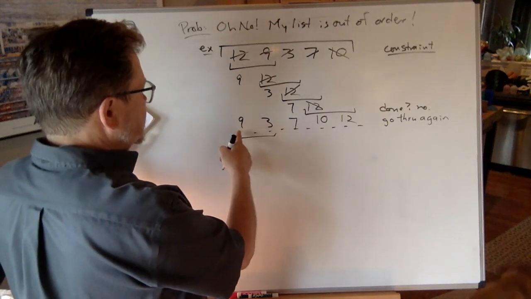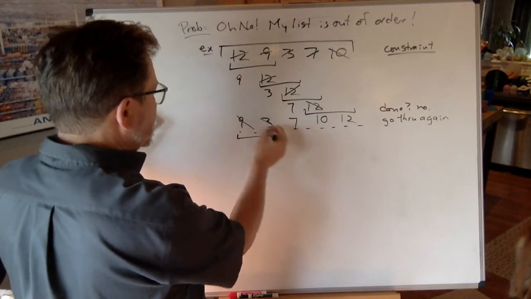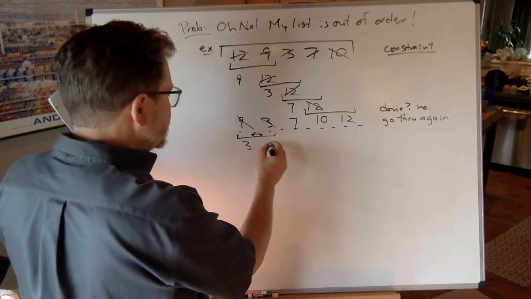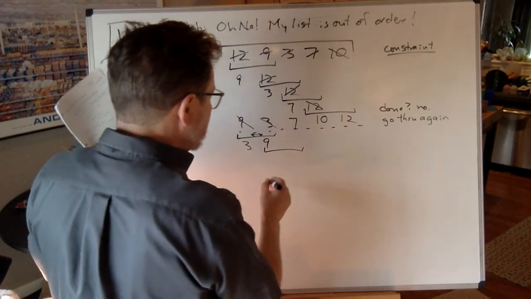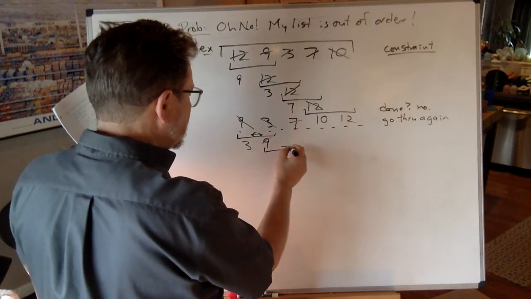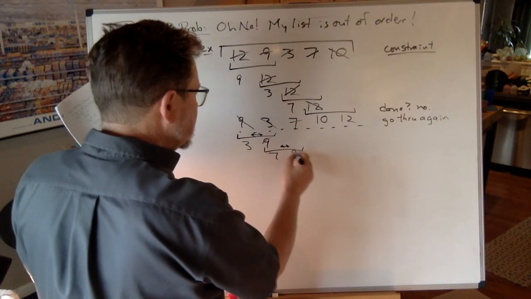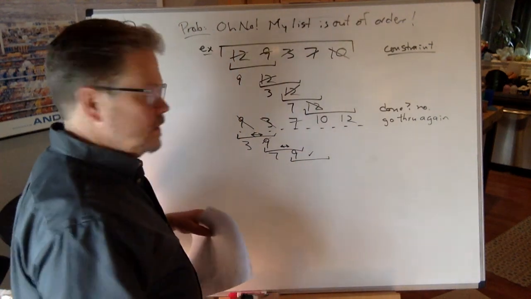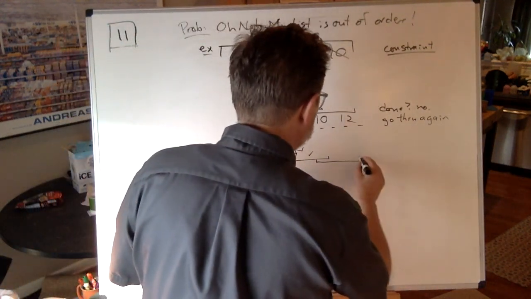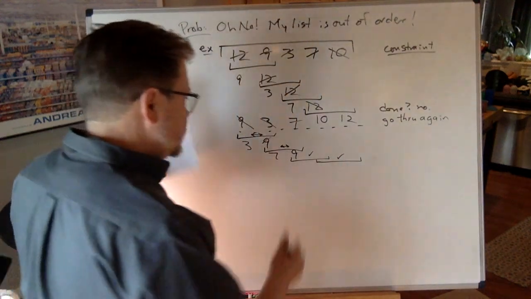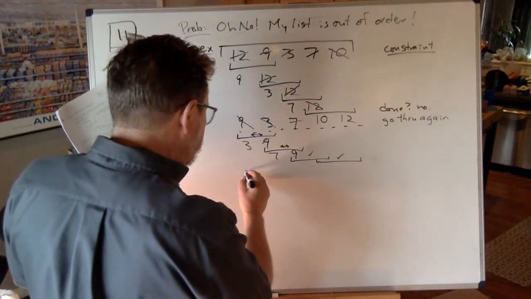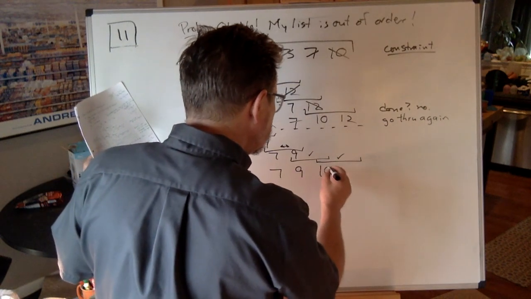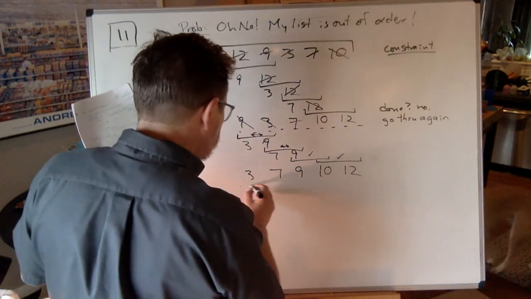3 and 9, those are not in order right off the bat. We got to swap two numbers. I'll put an arrow to show we're swapping. 3, 9. What about 9 and 7? No. Swap. 7, 9. What about 9, 10? Check. Finally, we found one we could leave alone. And 10 and 12, check. Those are also okay. So if I bring those down, I now have 3, 7, 9, 10, 12.